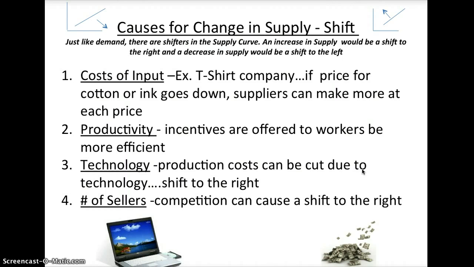Number of sellers, right? Competition, one of the founding principles of any capitalist economy, can cause a shift to the right, right? So if there's only Versace and Donna Karan making dresses, and then all of a sudden the Hoskins dress company comes out into the stage there and starts making, there are now 3 sellers instead of 2. So now there's more supply. There's just more people making dresses.